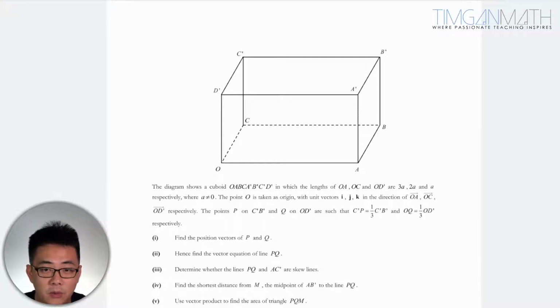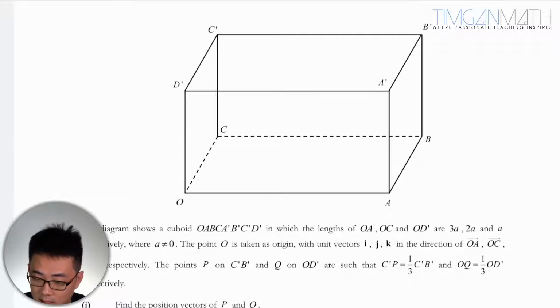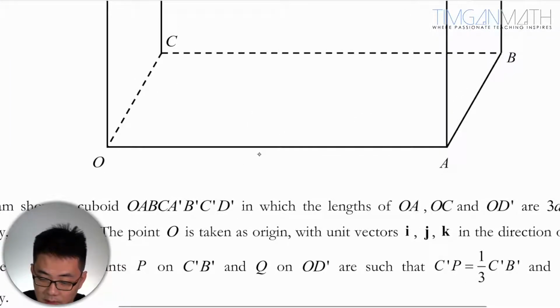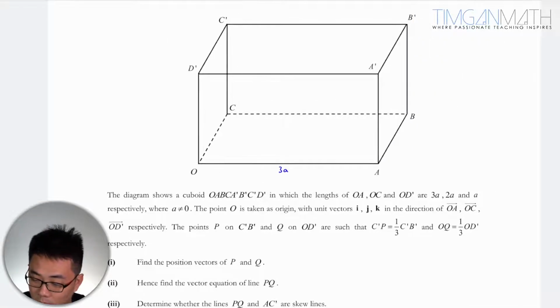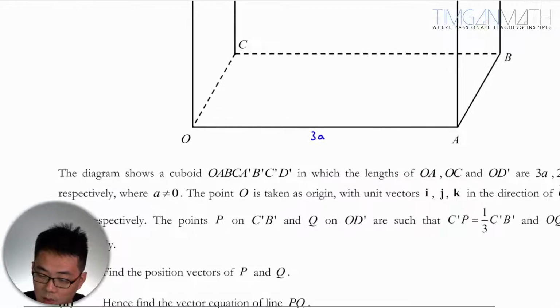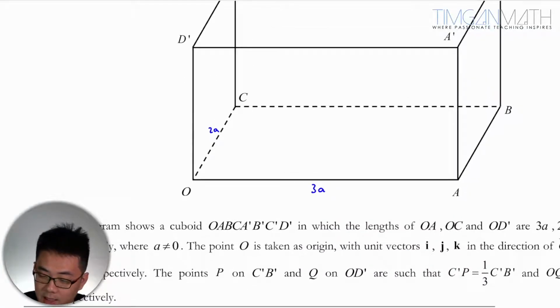So the diagram shows a cuboid OABC A', B', C', in which the lengths of OA, OC, OD' are 3a, 2a, and a. So I think the first thing is just to label the lengths here. Then you have 2a. This is the length, this is not the vector. So OC is just 2a. And the height here is a.